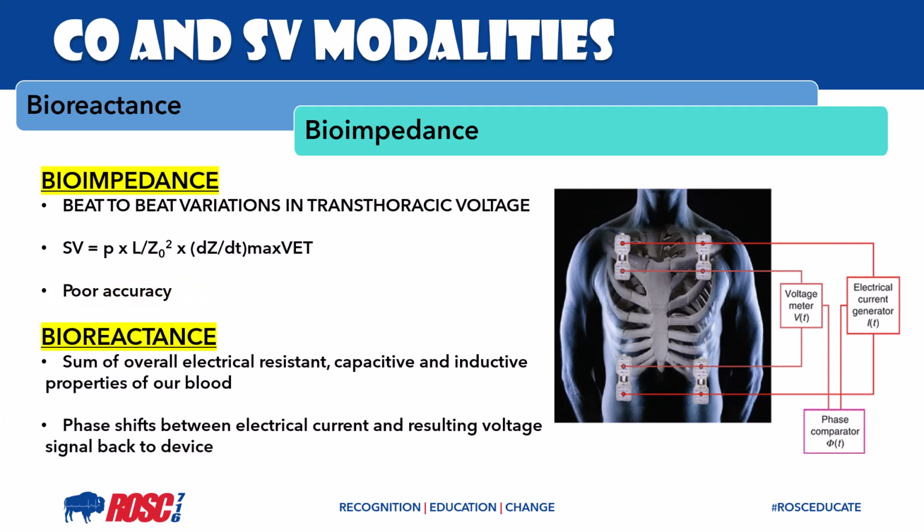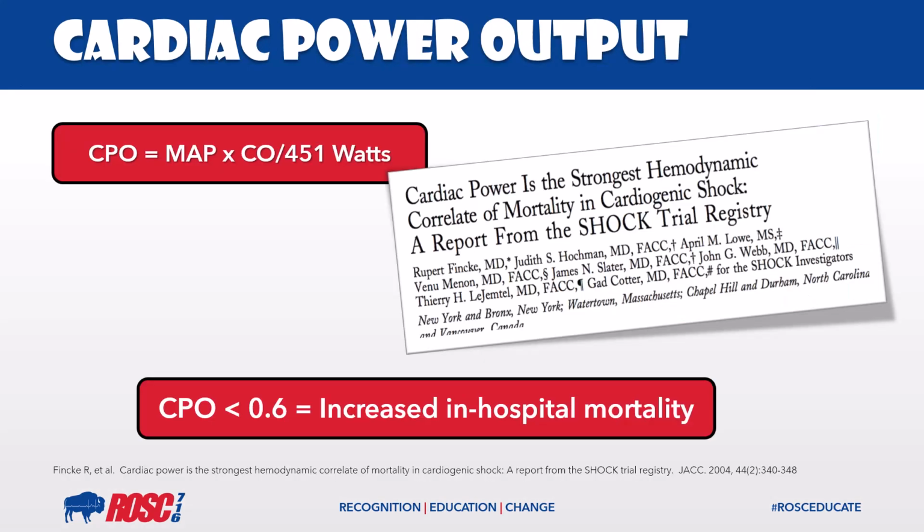Now that we've moved through some cardiac output and stroke volume modalities, let's move on to some important formulas. The first being cardiac power output. Cardiac power output, or CPO, equals MAP times cardiac output divided by 451 watts. A CPO value less than 0.6 is associated with increased in-hospital mortality in the setting of cardiogenic shock. Cardiac power was found to be the strongest hemodynamic correlate of mortality in cardiogenic shock according to the SHOCK trial registry.